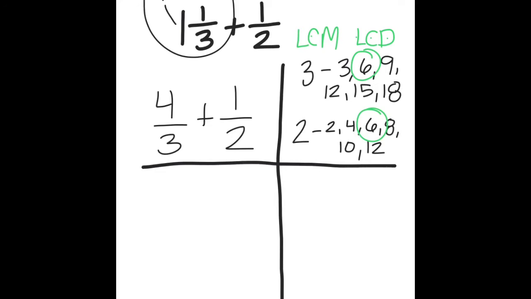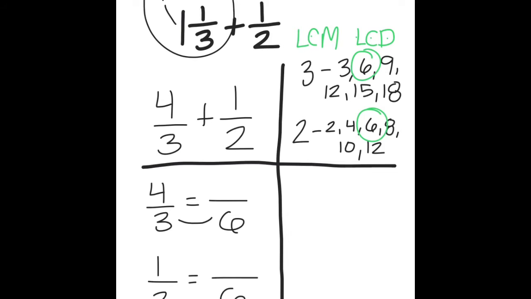We're converting 4/3 into 6, and we're converting 1/2 into 6. So here we're looking at how do we get from 3 to 6. Remember, you can always jump back to your multiples if you need to, and it took 2 groups of 3 to get to 6, so I multiplied by 2. Whatever I do to the bottom, I have to do to the top. 3 times 2 gave me 6. 4 times 2 gives me 8. 4/3 is equivalent to 8/6.